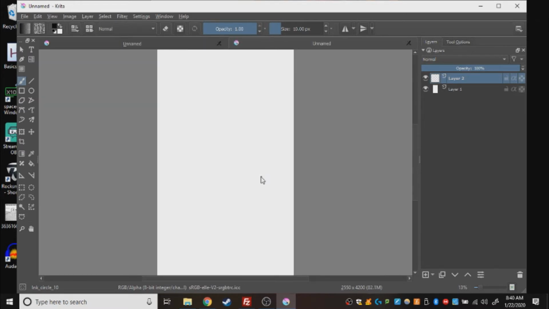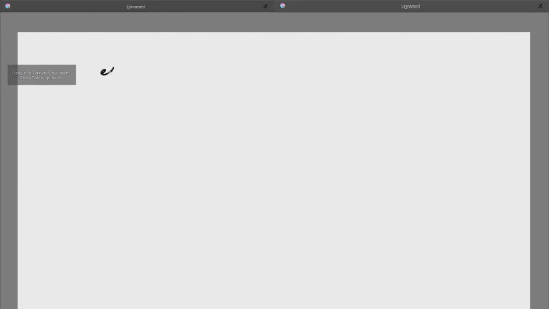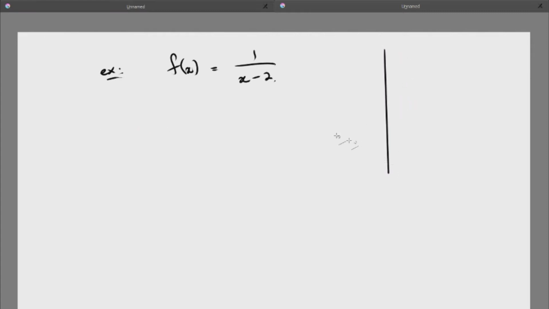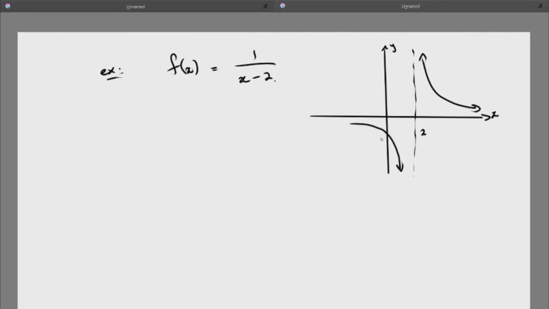So let me zoom in like this. Let's look at the function as an example. That's still fairly simple, 1 over x minus 2. And we can say, okay, let's duplicate the graph here. Since we took an easy one, we can already visualize it. We know there's a vertical asymptote at 2. We know it behaves like this from our transformation experience.